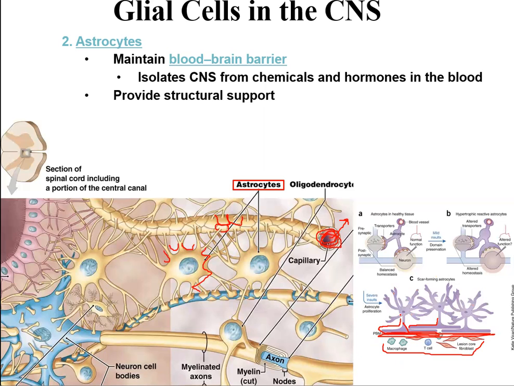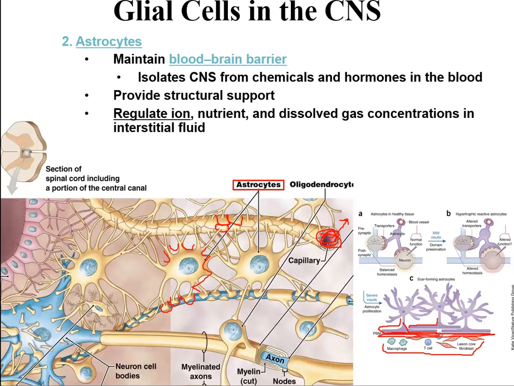Okay. Astrocytes also provide structural support. So here, again, the astrocyte has these little extensions that are securing an axon and just giving it a little bit of extra strength in addition to its cytoskeleton within.